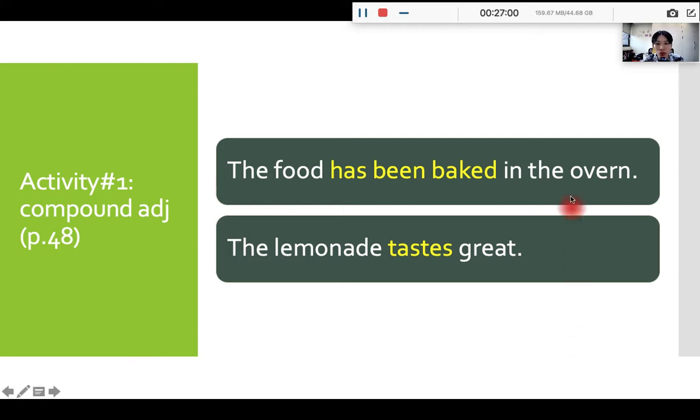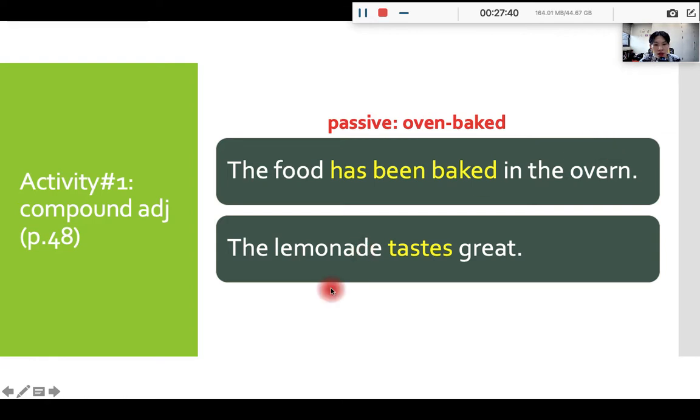So let me use 2 example sentences to explain what compound adjectives are. If you take a look at the first sentence, the food has been baked in the oven. Okay, so I will correct the spelling mistakes here. The food cannot cook itself. It is cooked by people. So when you want to describe it is baked in the oven, you should use the past participle to show this is done passively. Okay, so oven-baked.